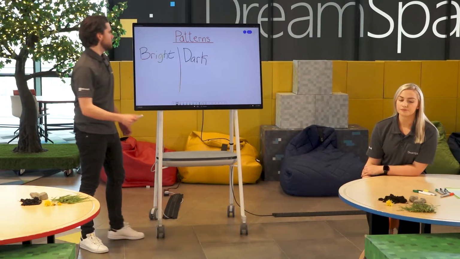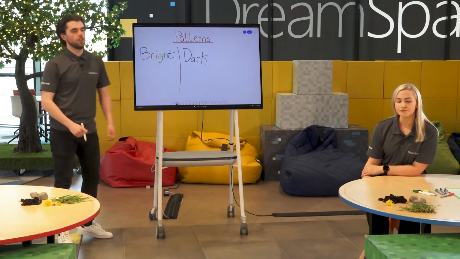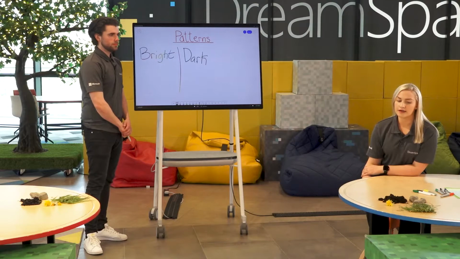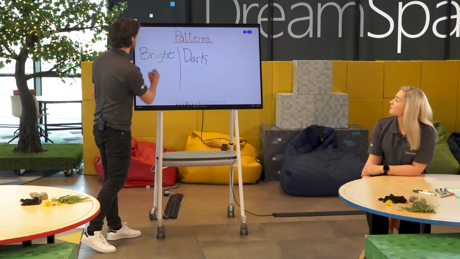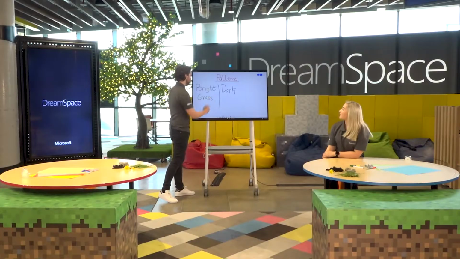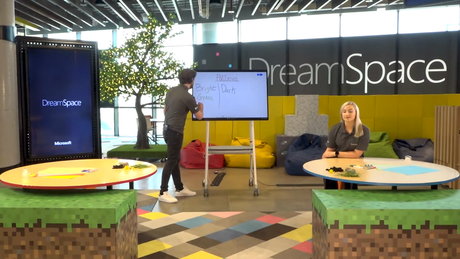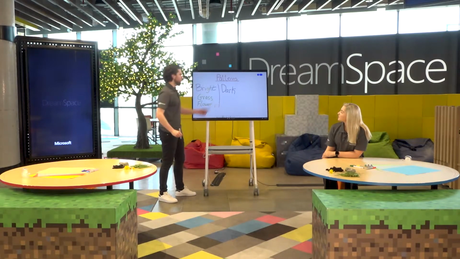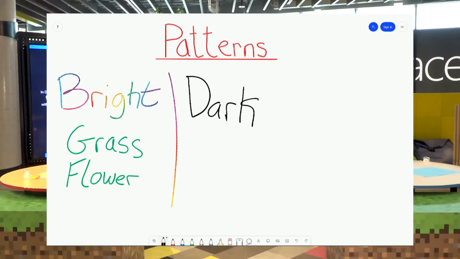So what kind of materials are we going to put under the bright category? Well, I definitely put the grass under the bright, because it has a nice bright green colour. Grass. And also maybe the flower. Yeah, good. It's a nice yellow colour. Flower. And what about in our dark category? Under our dark category, I definitely put the soil. Yeah, very good. And I'd also put the grey rocks or stones under the dark category.